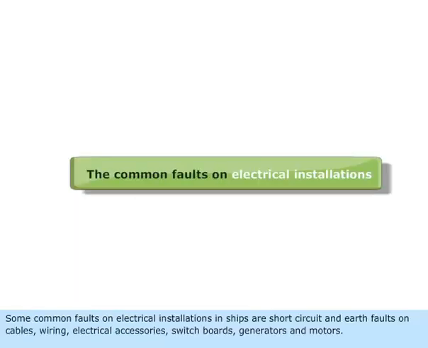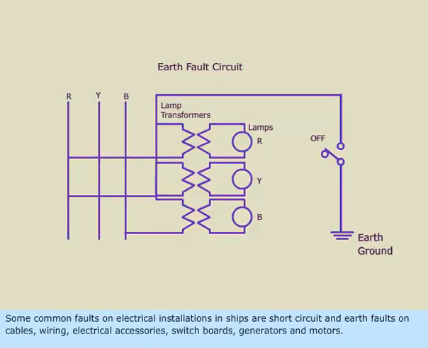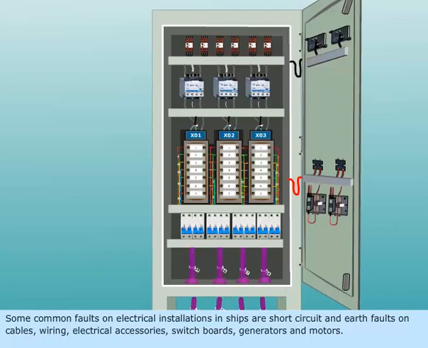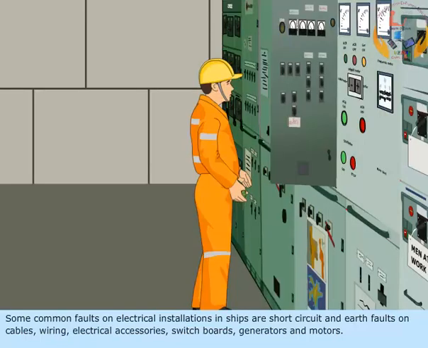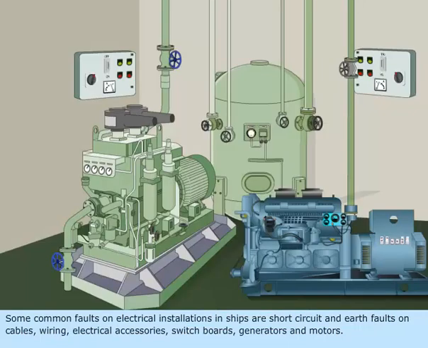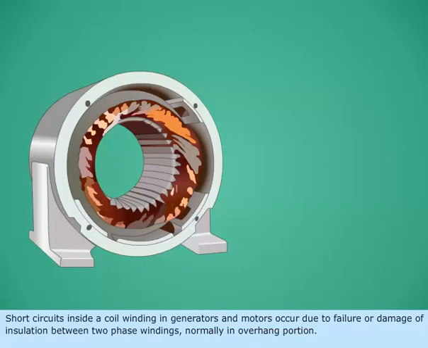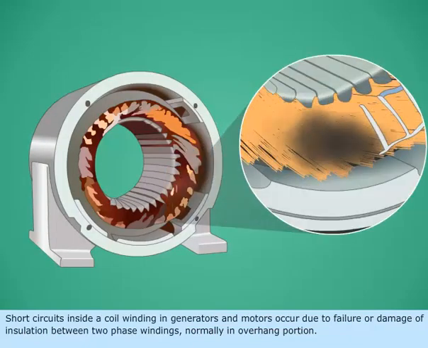Some common faults on electrical installations in ships are short circuit and earth faults on cables, wiring, electrical accessories, switchboards, generators, and motors. Short circuits inside a coil winding in generators and motors occur due to failure or damage of insulation between two phase windings, normally in overhang portion.